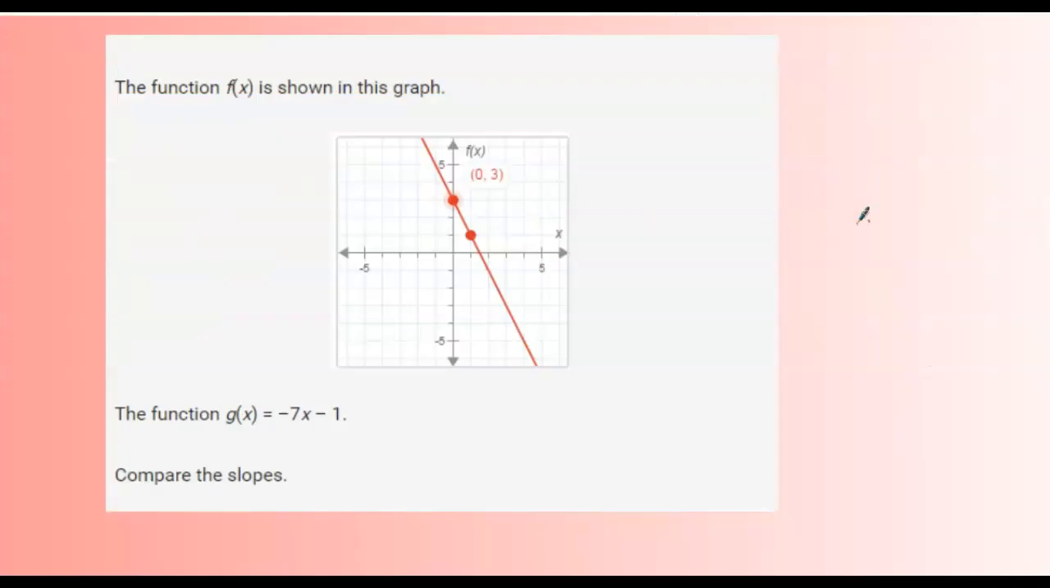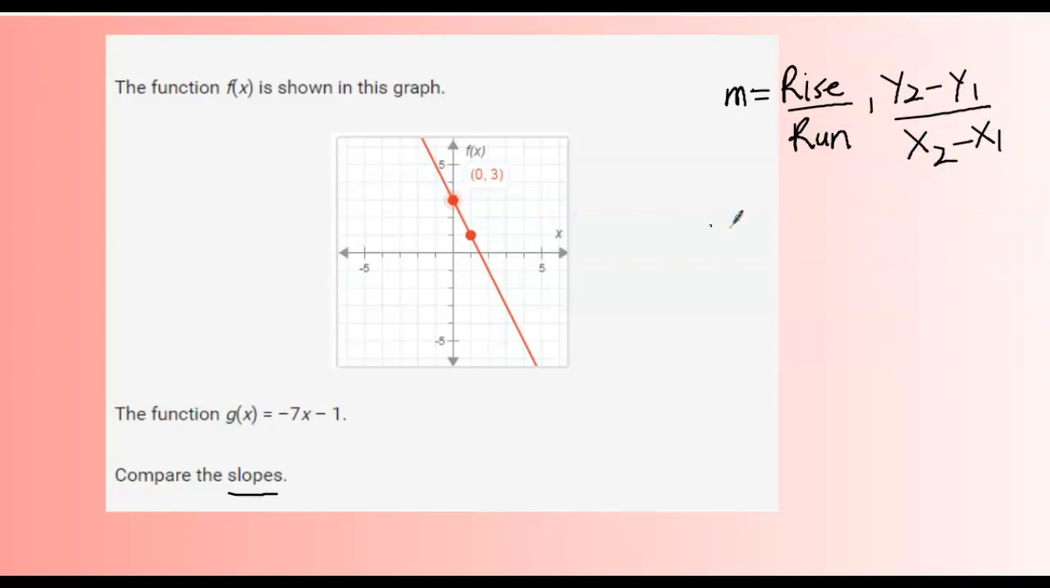Let's move on. Here they want us to compare the two slopes. We have a slope here and we have a slope here. In this situation it's on the graph, so we can use rise over run, or we can use y2 minus y1 divided by x2 minus x1. The easiest is really rise over run. So we join this and we join this, and we see that the rise was 2 and then it ran 1.